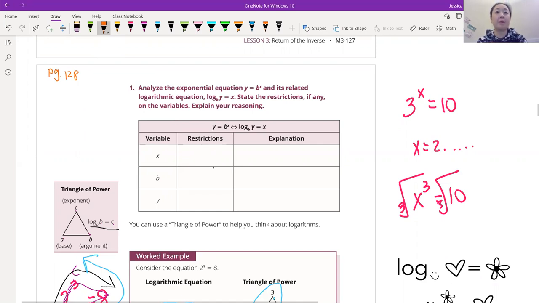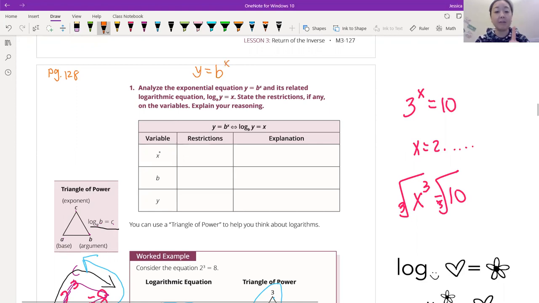If you remember, we had the equation y is equal to b to the x power, and we can change that to log base b of y is equal to x. Same thing, they are equivalent. And there are some restrictions. So I'm going to write this a little bit bigger here: y is equal to b to the x power.